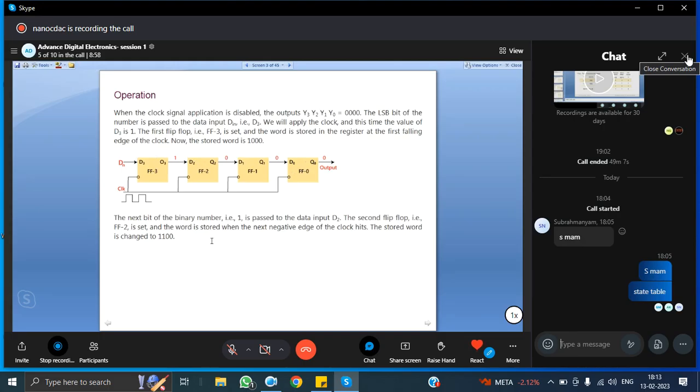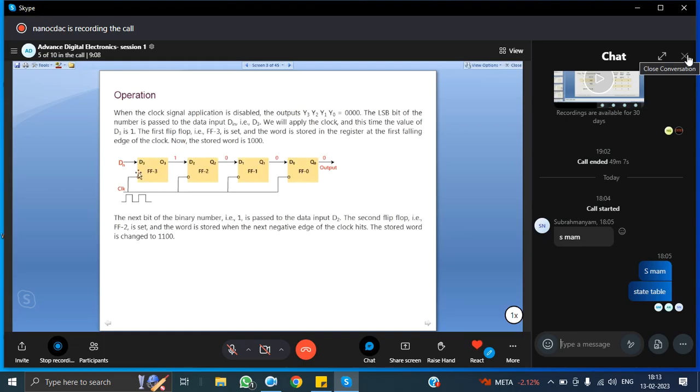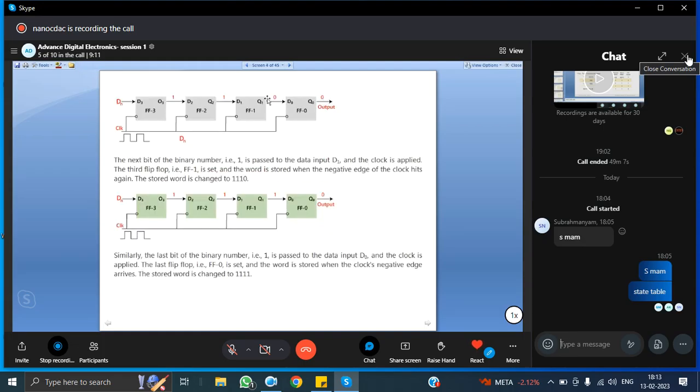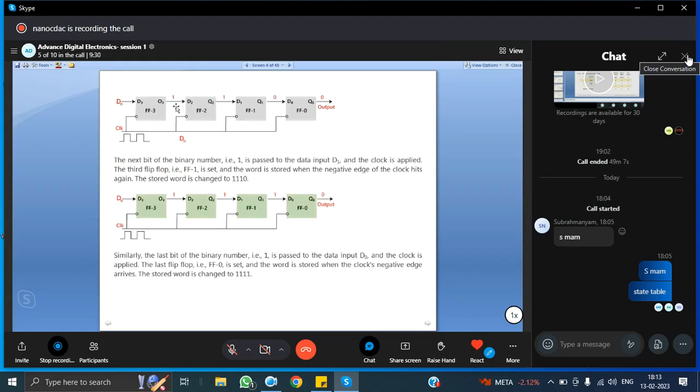The next bit of the binary number is 1. In the second cycle, the next bit I am giving is also 1. Whatever 0 is present in flip flop 1 will be shifted here, this 0 will be shifted here, this 1 will be shifted here, and flip flop 3 will take the new value 1. You can see here 1 1 0 and 0. So 1 1 0 and 0 will be the flip flop outputs at each and every flip flop.